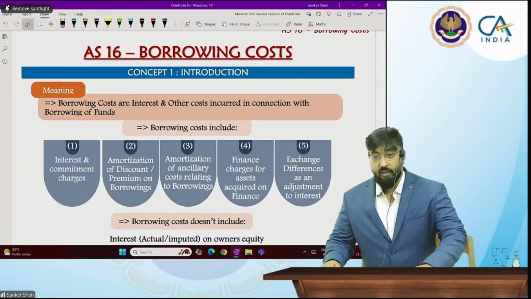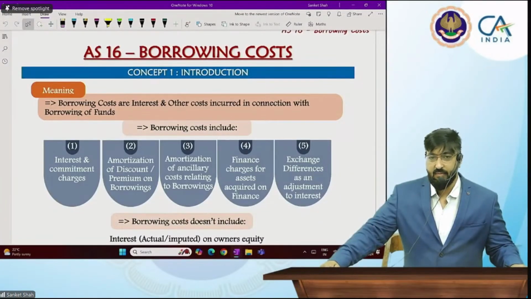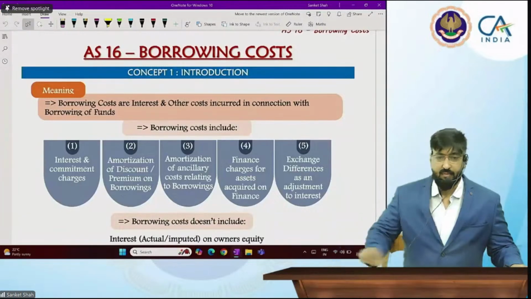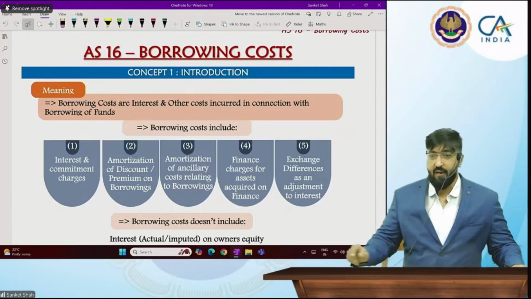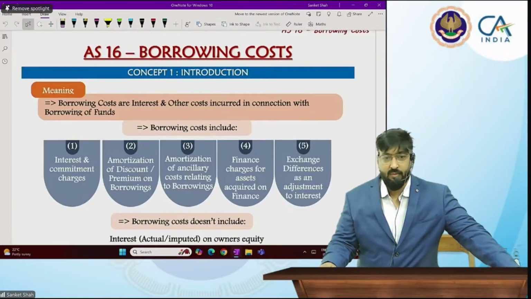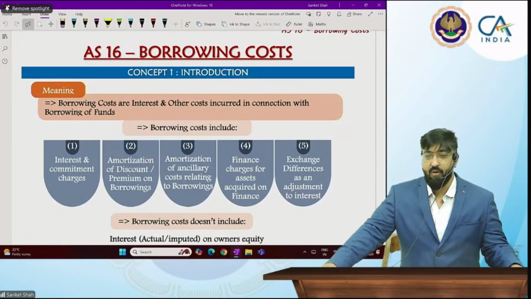Very good, Ajay Surya ji. Have you revised Accounting Standard 16? Say yes or no. Have you read the 100 pages book? Okay, very good. So Accounting Standard 16, what does it talk about, can you tell me?